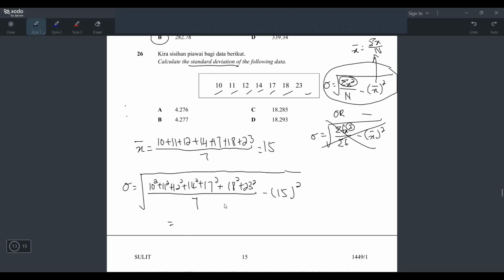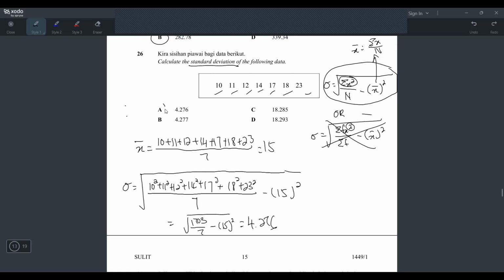Okay, now what you do? Square root and then press all these. Let's press 10 square plus 11 square plus 12 square plus 14 square plus 17 square plus 18 square plus 23 square. If you press along with me, you'll get 1703. So this will be 1703 over 7 minus 15 square. Now I will straight away tekan the whole thing. So 1703 divided by 7 minus 15 square, and then square root the answer. Okay, 4.276. So the answer comes out already.